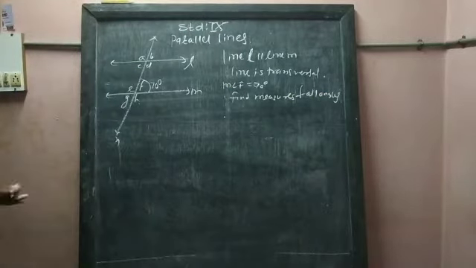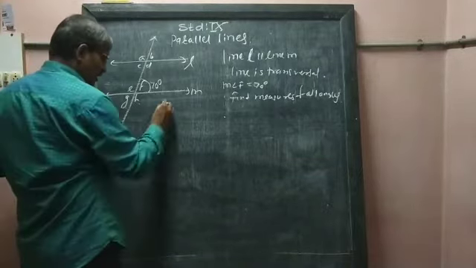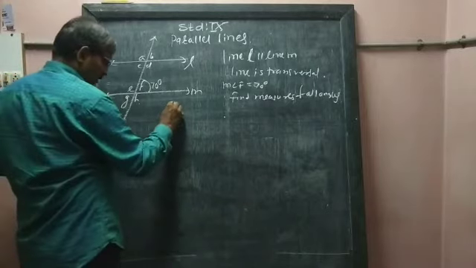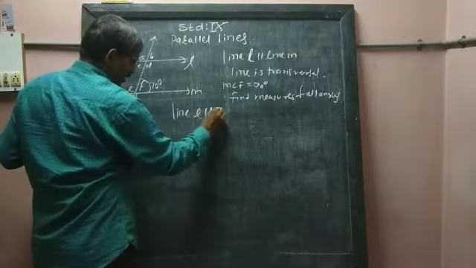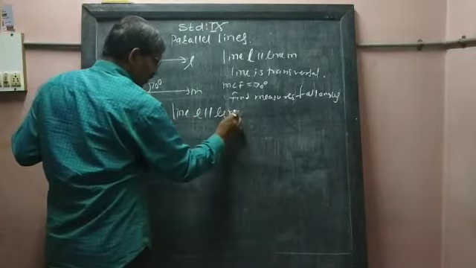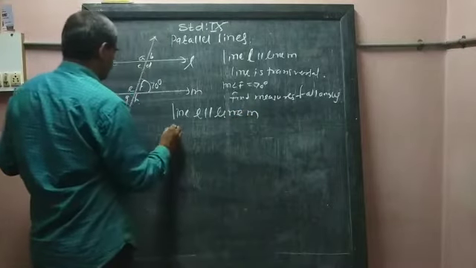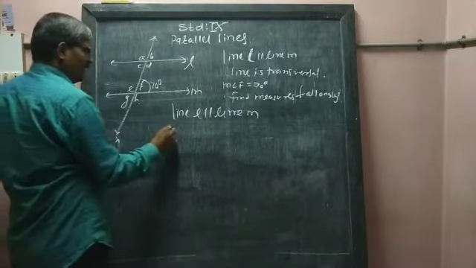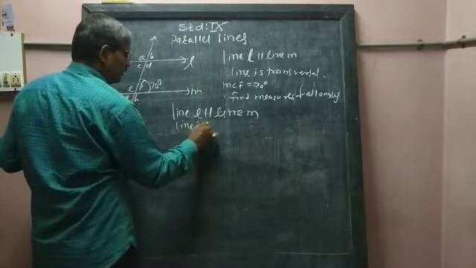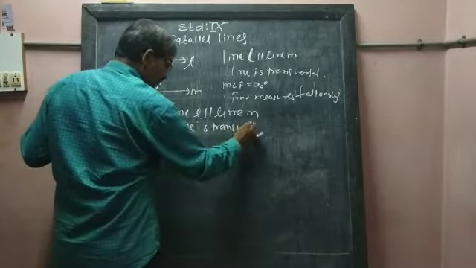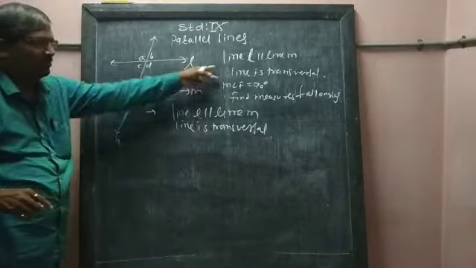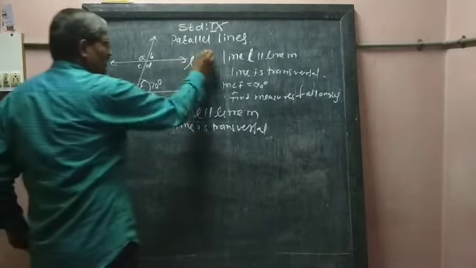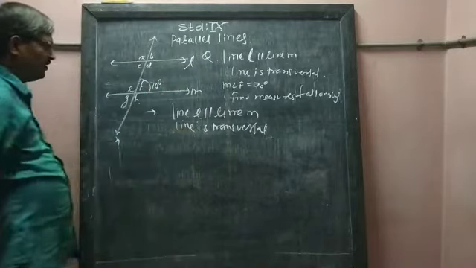Okay, we will find it. It is very simple. Here I will write: line L is parallel to line M, line N is the transversal. This is part of the solution, so that's why I wrote the question here. Here it is a sample question, and now this is the part of the answer.